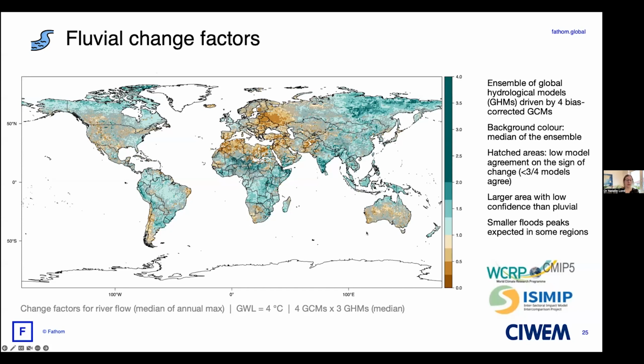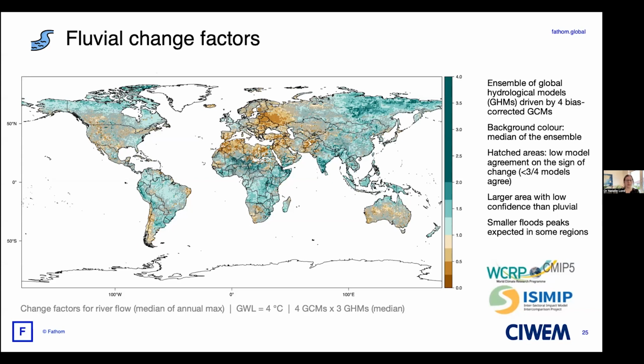And whilst extreme precipitation is expected to increase in most regions, as we've discussed previously, the picture is not so simple for projected flooding. So you can see that the regions in green suggest an increase in flood peaks, but some regions highlighted in brown are expected to have smaller flood peaks. And this is related to changes in different flood drivers in these regions, which Nans has mentioned previously, including soil moisture and snowpack. There's also more uncertainty in the projected flow changes, with a larger area shown to have lower confidence in the sign of change across the models than was seen for pluvial.